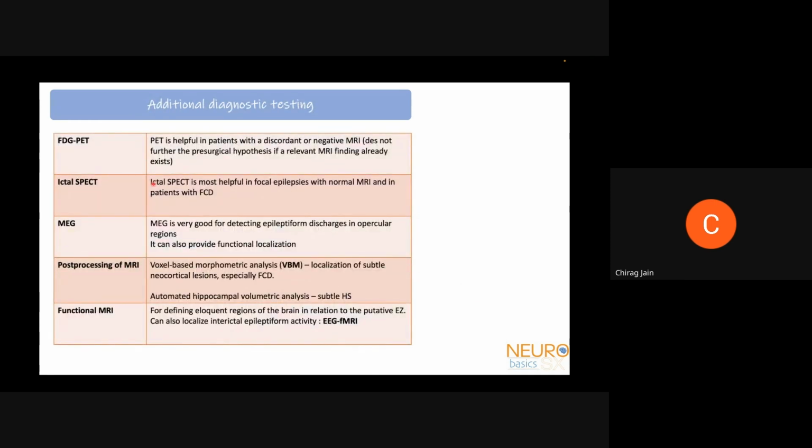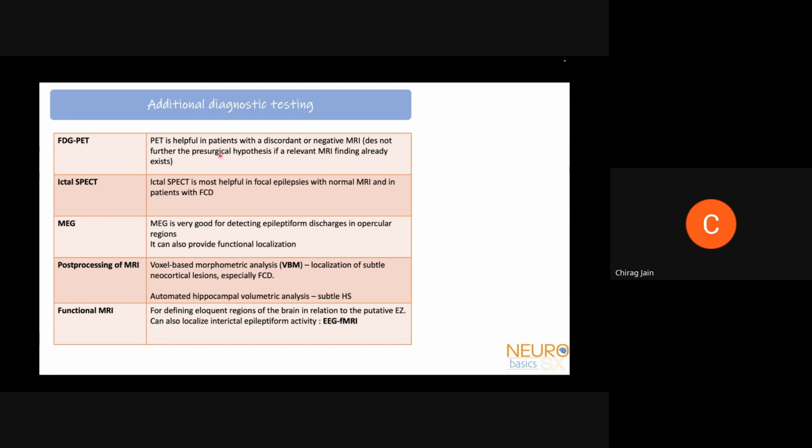So what are the additional diagnostic testing that is available to us? So this is when you are not sure on level 1 that the patient is a safe candidate for surgery. Every time that you are evaluating a patient for surgery, you have to ask at every stage, is this patient now a safe candidate for surgery? So if you don't think the patient is a safe candidate for surgery, you have to go on to additional diagnostic testing. One of the most common tests we would do is a PET. And the most common tracer used for epilepsy is fluorodeoxyglucose. So FDG PET is usually done in these patients.